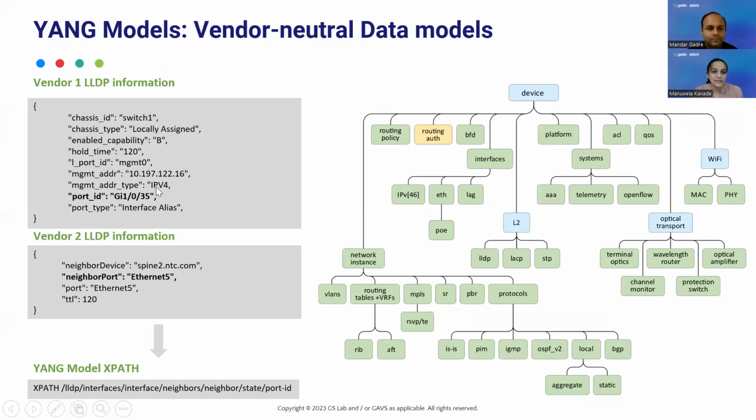Yeah, so if you can see on the left side here, I have created a block which says LLDP information, which is the switch's neighbor information. One of the vendors represents it as this. These are the properties that it supports. So you have chassis ID, the neighbor's port ID, neighbor's port type, and so on. Whereas the other vendor calls the same property something different. This one calls it port ID, the other one calls it neighbor port. This is how you see that the data is represented differently by each of the vendors.